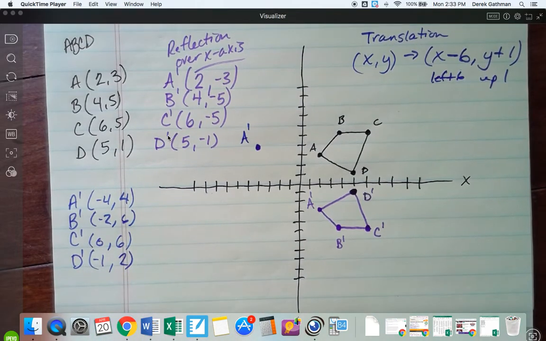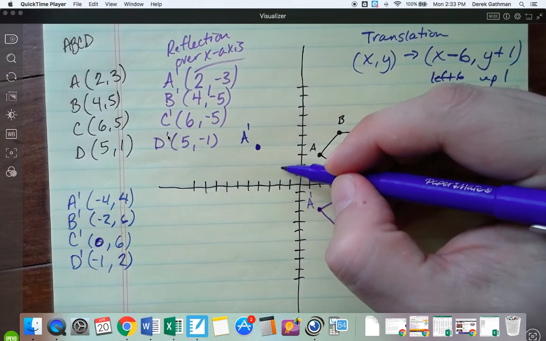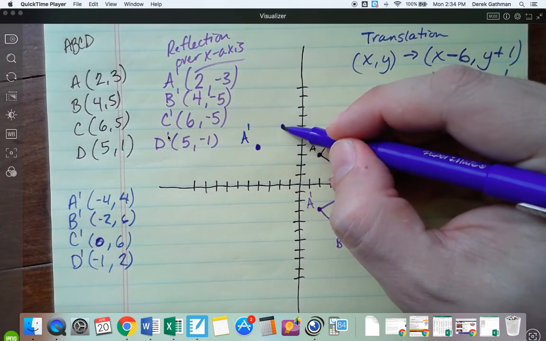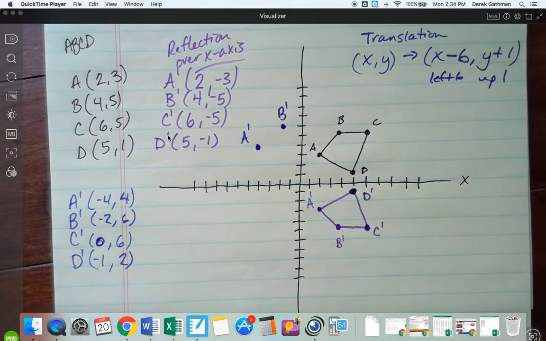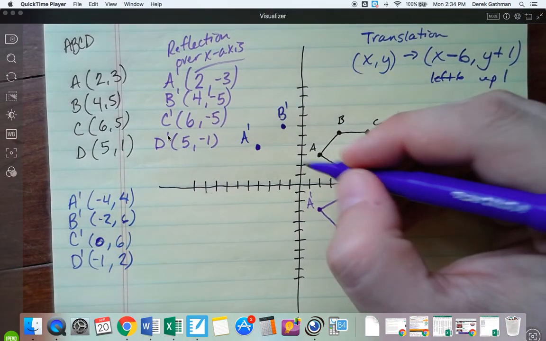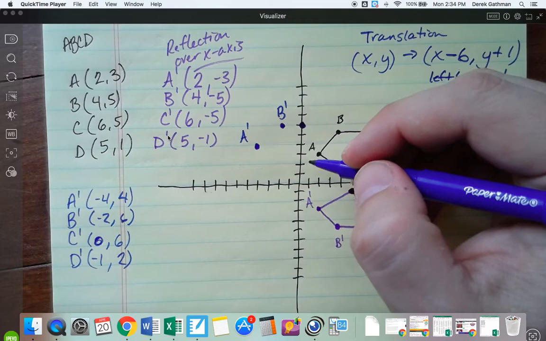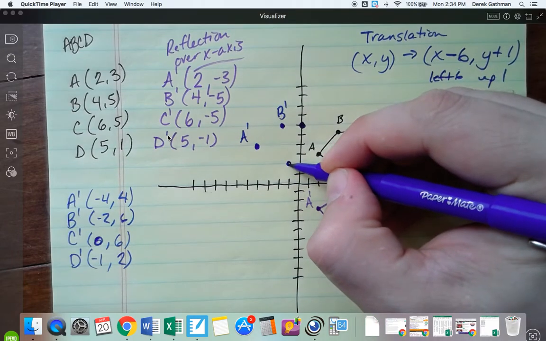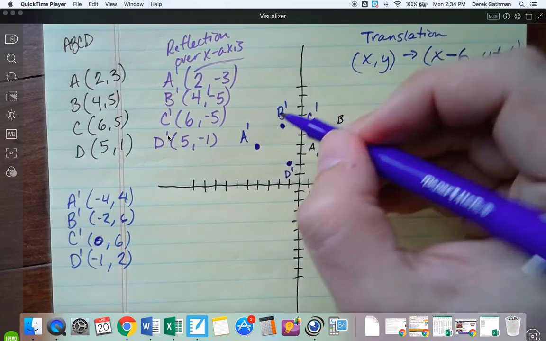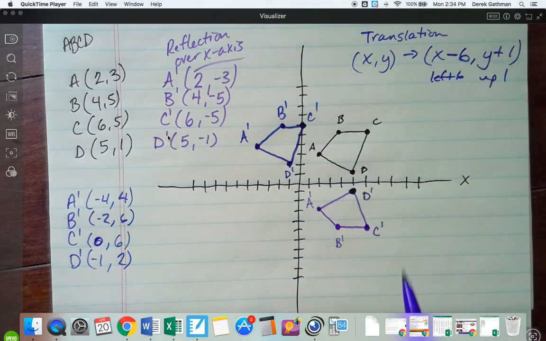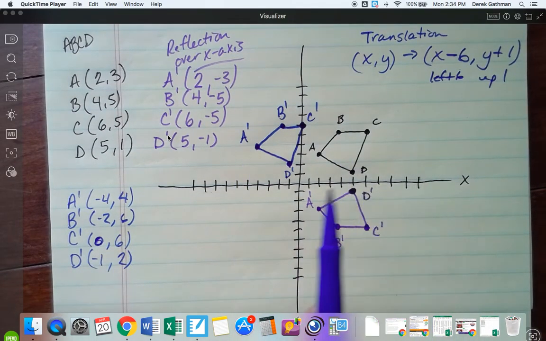And I can go ahead and graph all of those coordinates. And then from there, I should have my new image. And it should just be to the left 6 and up 1. So my same shape, didn't change the size at all. Go from there. That's basically all you're doing with this concept.